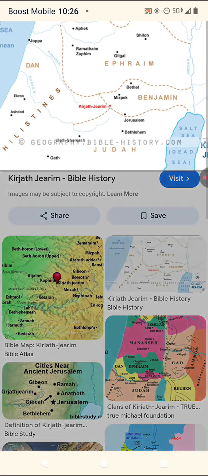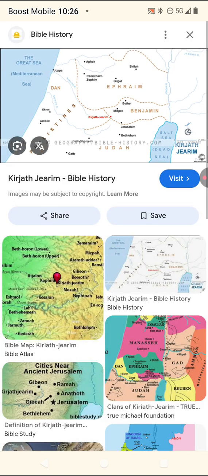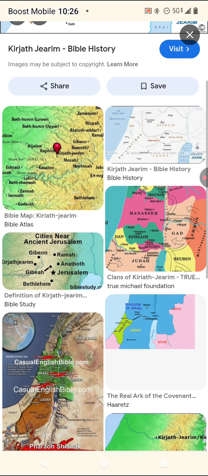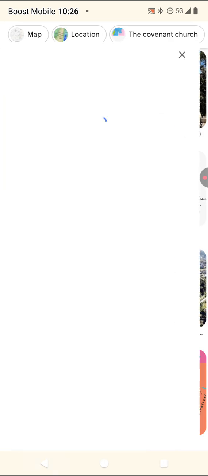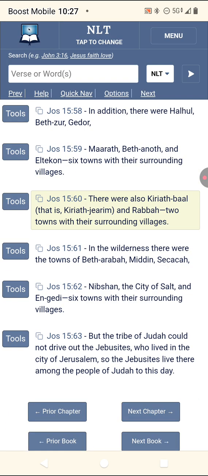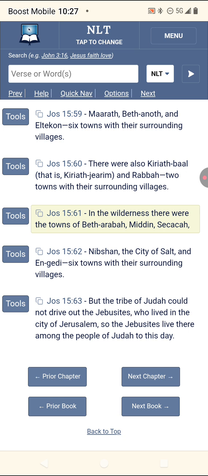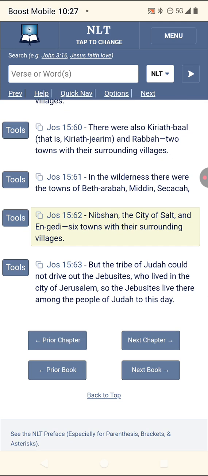There you go. So Kiryat Jearim. Of course, considering that's the actual location, sometimes these maps are off, but once again, just a general idea, at least to get a general map in your mind. So let's back up. There were also Kiryat Baal, that is Kiryat Jearim, and Rabbah, 2 towns with their surrounding villages. In the wilderness, there were the towns of Beth Arabah, Middin, Secacah, Nibshan, the City of Salt, and Engedi, 6 towns with their surrounding villages.